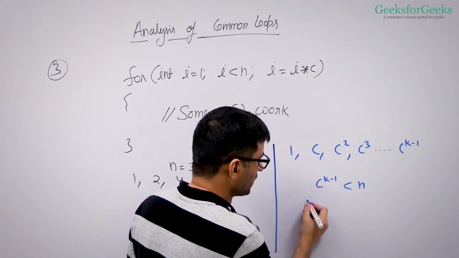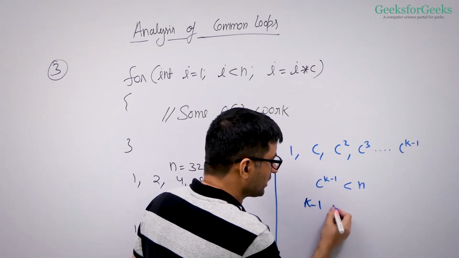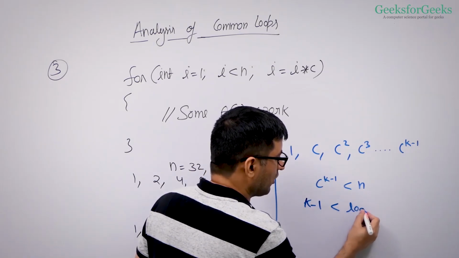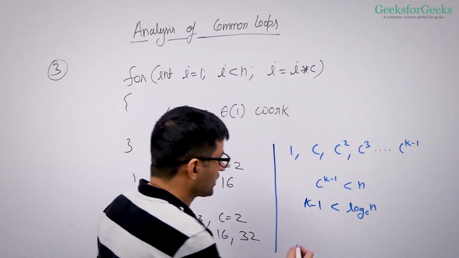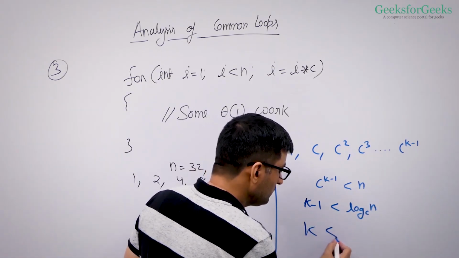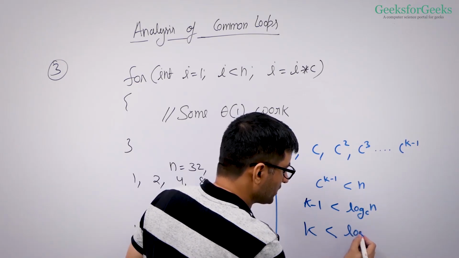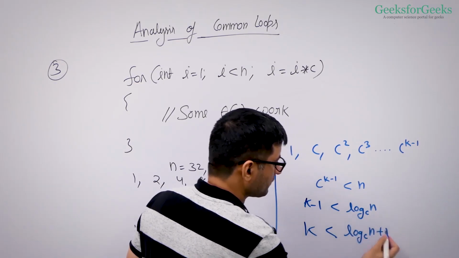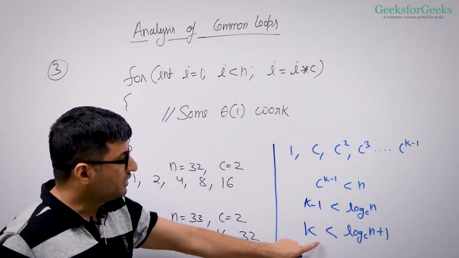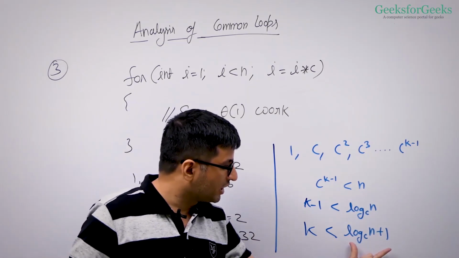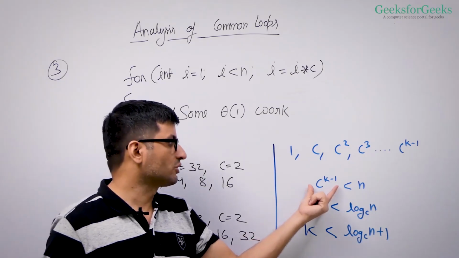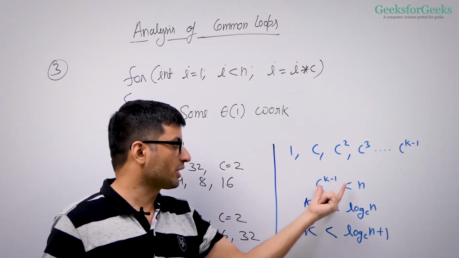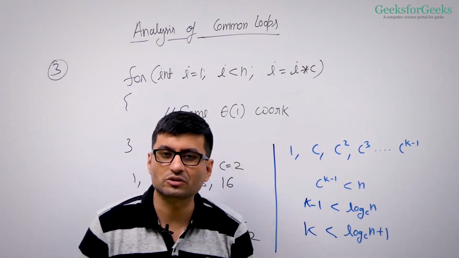You take log on both sides. So you say k minus 1 has to be smaller than log base c n. Then what do you say? K has to be smaller than log base c n plus 1. Which means these many times this loop is going to run. And after that, this value is going to become c raised to the power k, greater than or equal to n. And then it's going to stop.